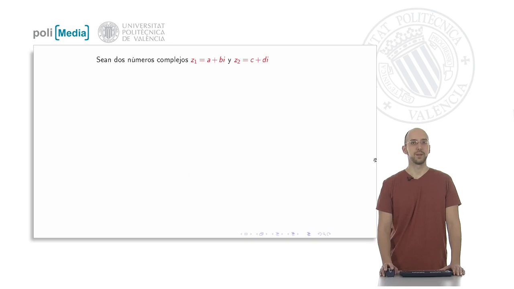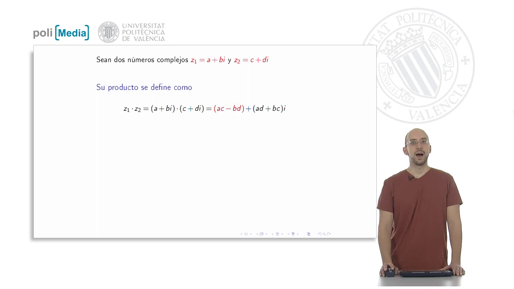Well, suppose we have two complex numbers, a plus bi and c plus di. The product is defined as follows: a plus bi times c plus di equals ac minus bd plus (ad plus bc)i. Although at the beginning this can seem a little complicated, later we will see that it is easier to do it in another way and not learn this formula.